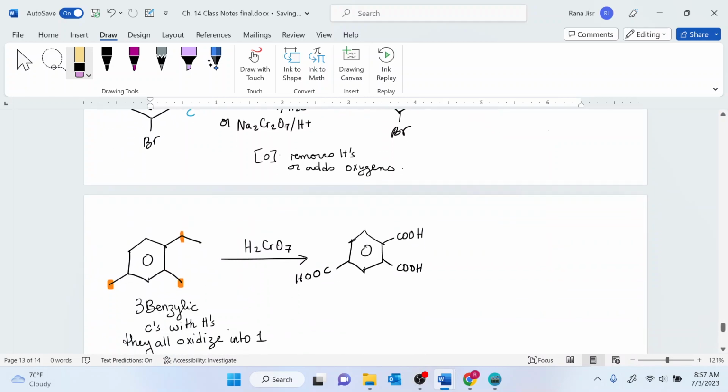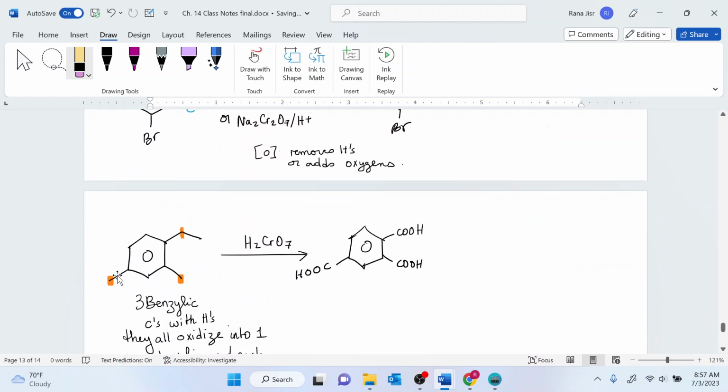Okay. Let's say, for example, I have these three substituents around the benzene. Always locate your benzylic carbon and check if the benzylic carbon has a hydrogen. If it has a hydrogen, then these carbons are going to get oxidized into a carboxylic acid. It doesn't matter how many carbons you have in the chain. We only care about the benzylic carbon, and that benzylic carbon will turn into a carboxylic acid. The rest of the chain will be oxidized further into carbon dioxide, but you don't have to mention that.